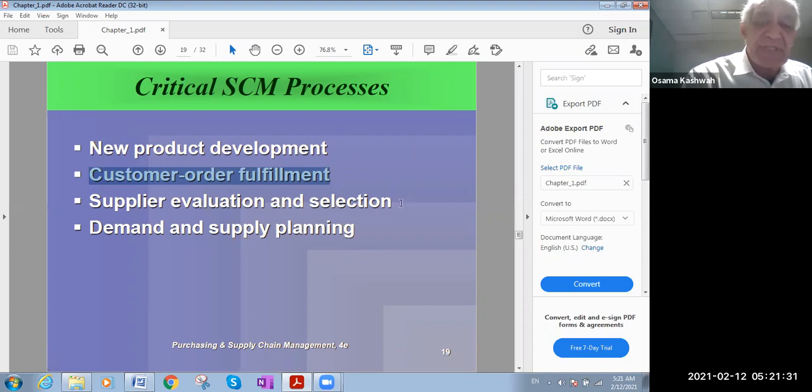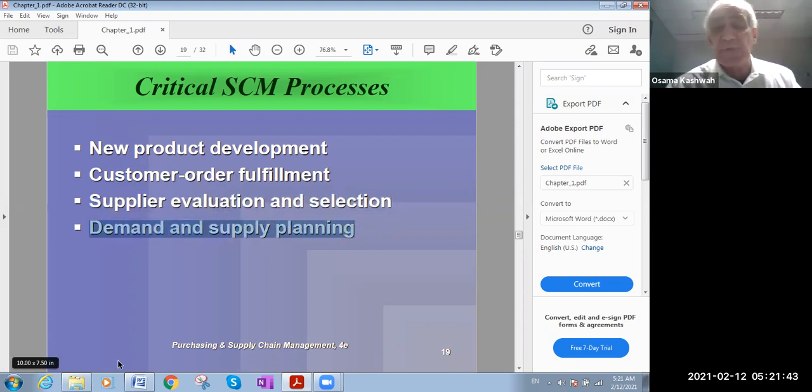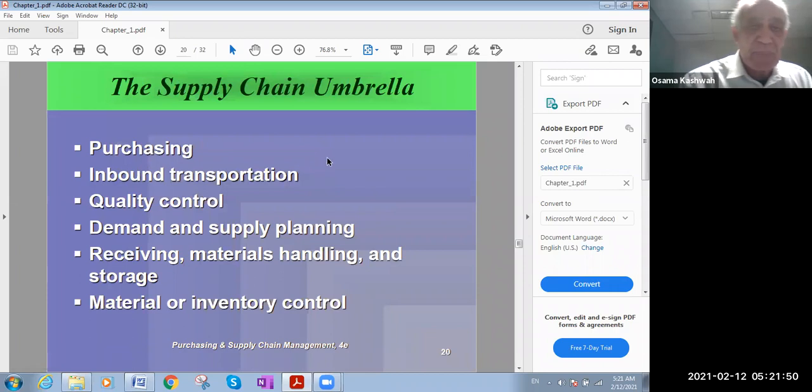Supplier evaluation and selection. Of course, it's a very complicated process nowadays. Demand and supply planning. Planning means looking forward to the future, how the future will be. The supply chain umbrella means what is included within the supply chain, what are the issues or the topics which are included within the supply chain.